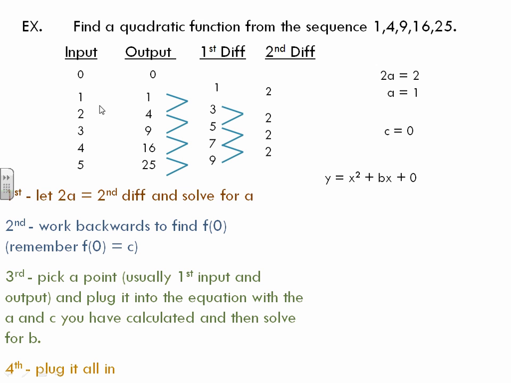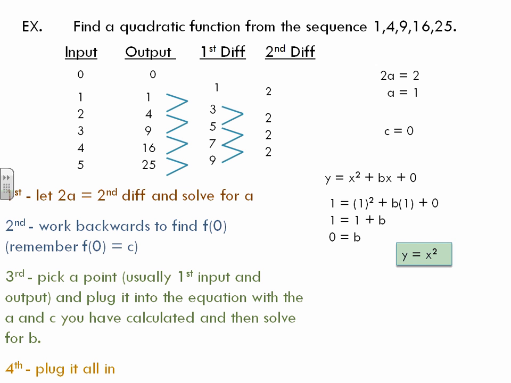So I'm going to choose 1, 1. So I'm going to replace x and y with 1 and solve it, and b comes out to be 0, as I'm sure you anticipated. So you plug it all in, and that means that the final solution is y equals x squared, which you already knew. Okay, so let's apply this now to a more complicated problem.